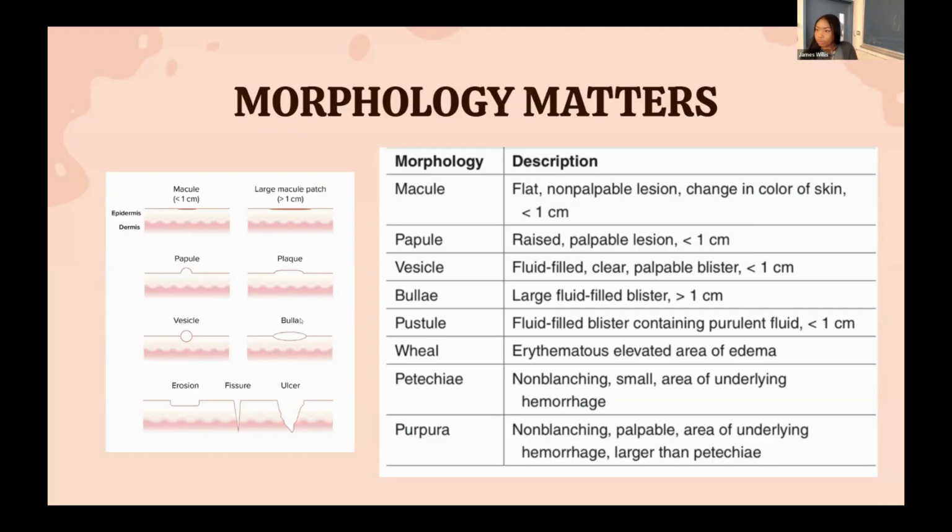And then anything going within the epidermis would be your erosions, fissures, which we can sometimes see in the corners of the mouth. Here we have additional ones, like petechiae and purpura, which are non-blanching. Petechiae would be small, and then the purpura would be the bigger one that's more coalescent.